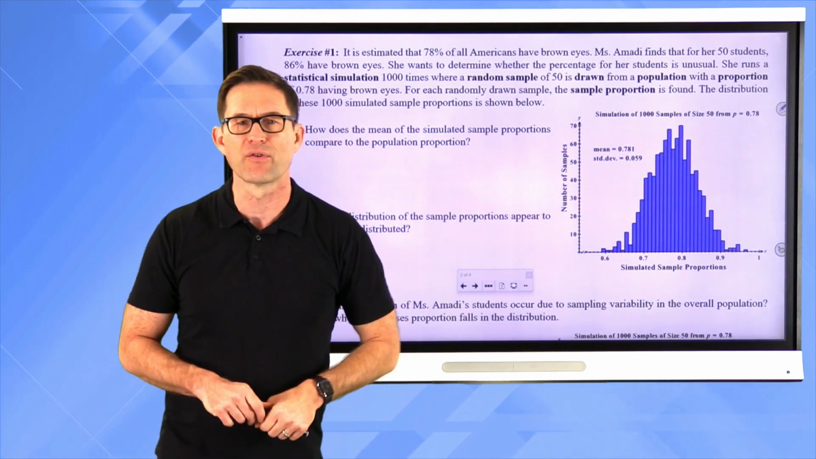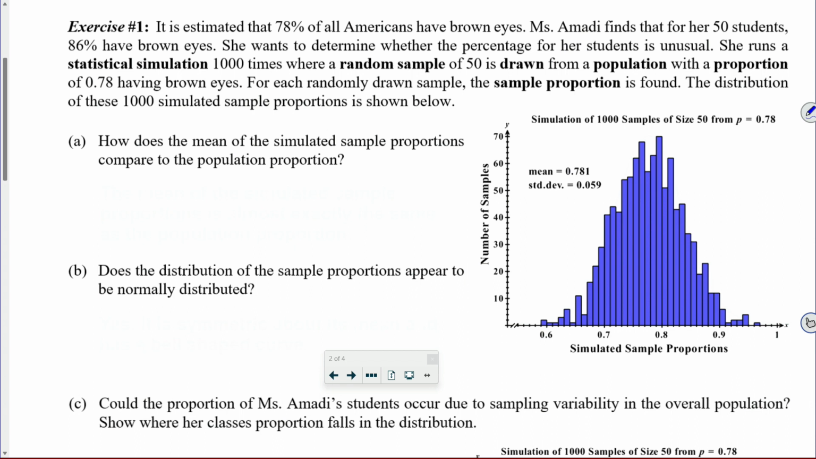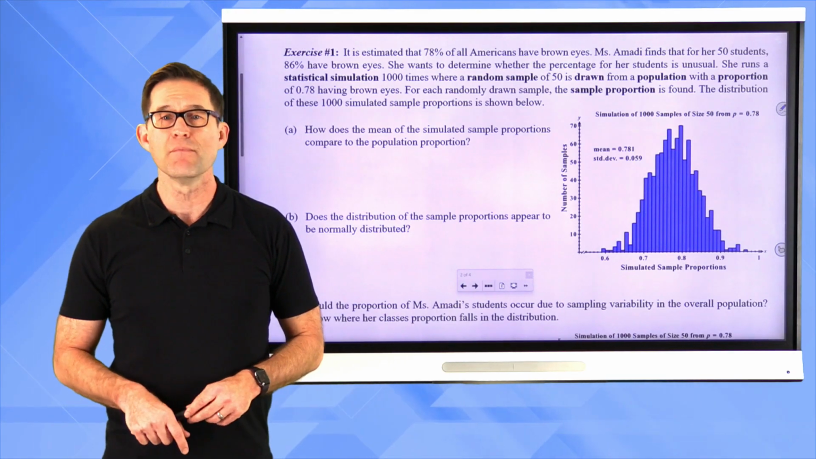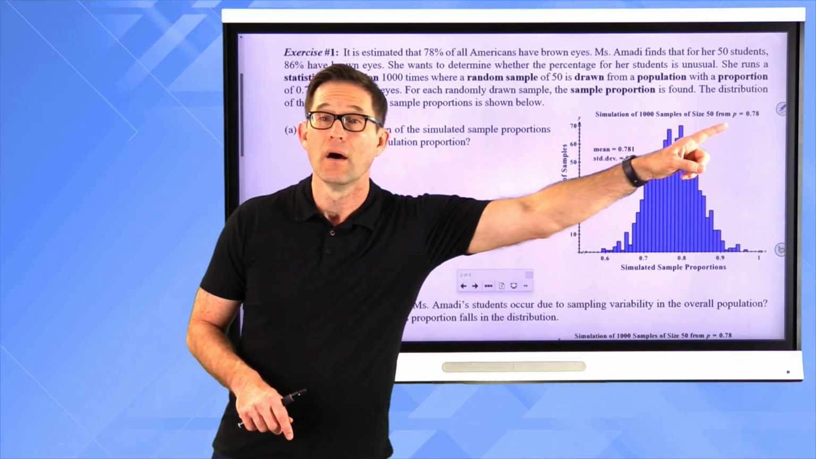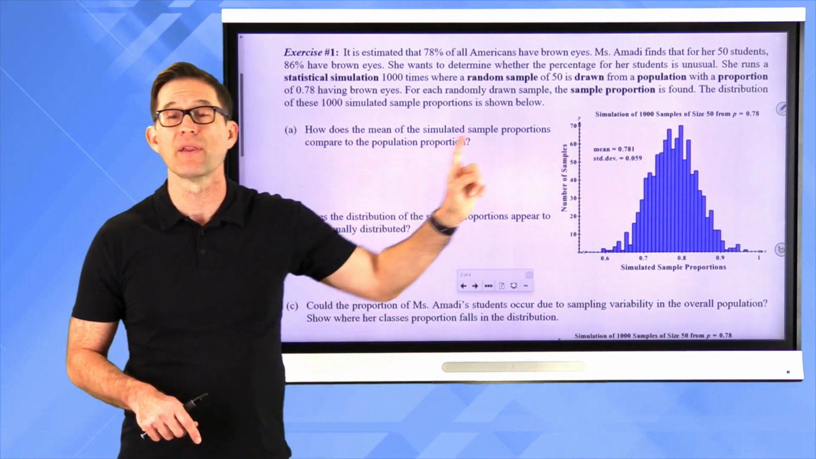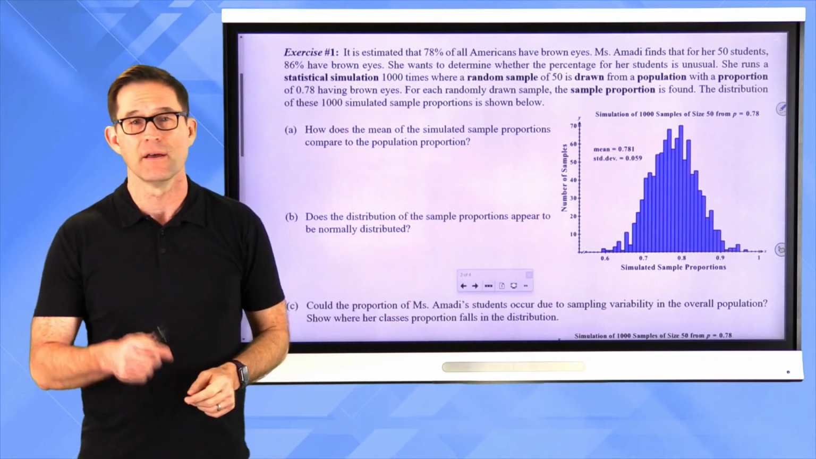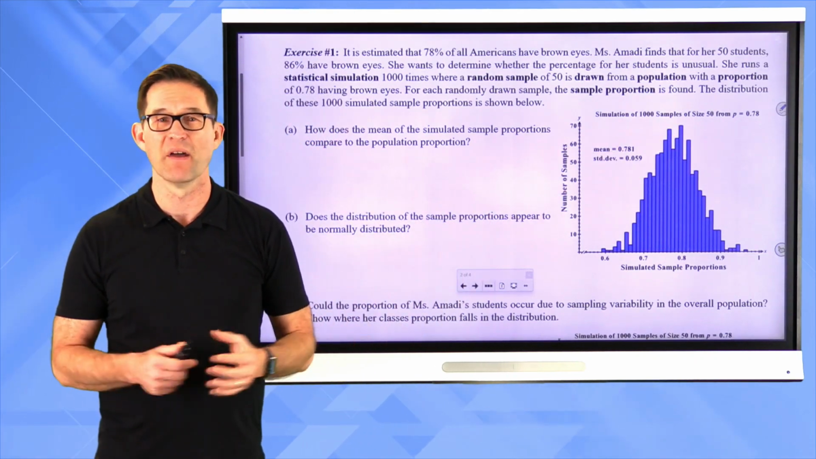Let's go back to the graph for a second so you can really see them. I think that's a little bit easier to see, hopefully, right? The mean was 0.781, the standard deviation 0.059. So now, letter A, how does the mean of the simulated sample proportions compare to the population proportion of 0.78? Pause the video now and go ahead and make a judgment call.